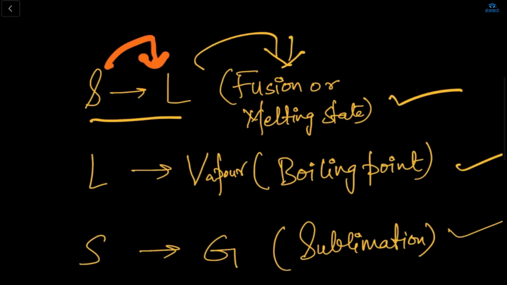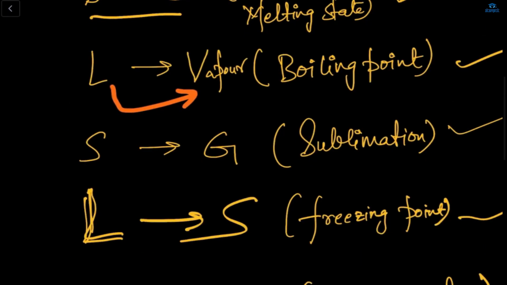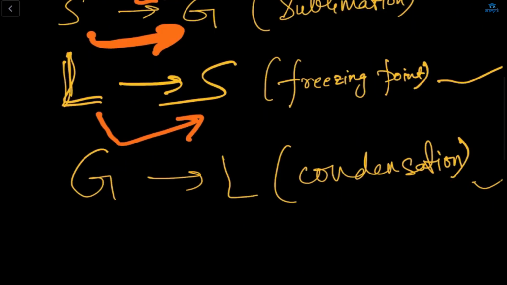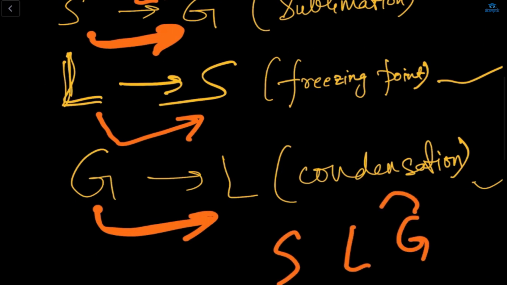The boiling point is the conversion of liquid to vapor. Sublimation is the conversion from solid directly to gas; liquid is not included. The freezing point is from liquid to solid. Freezing means, when we keep water in the freezer, the change of state of water from liquid to solid. So that's the freezing point, from liquid to solid. And from gas to liquid is known as condensation.